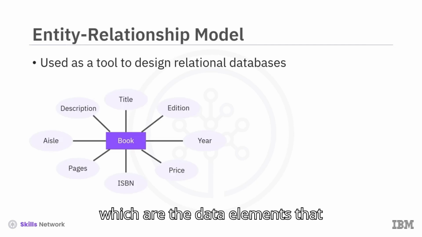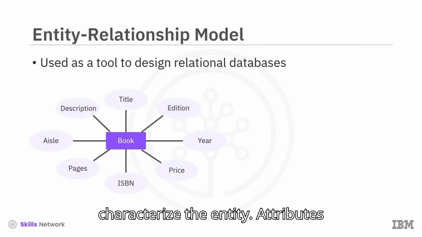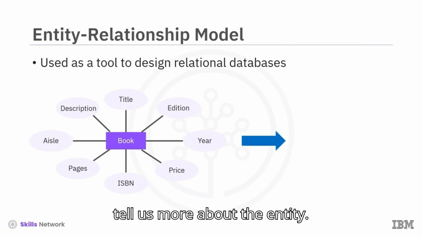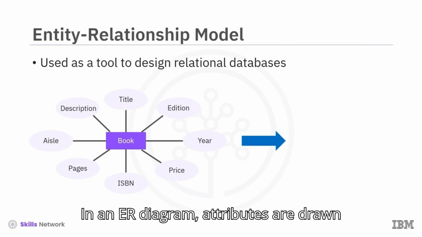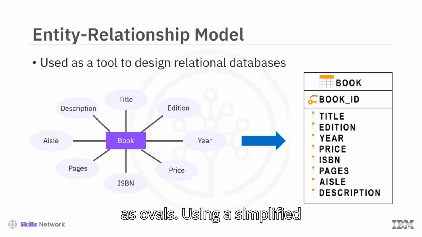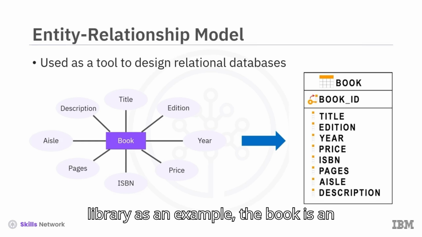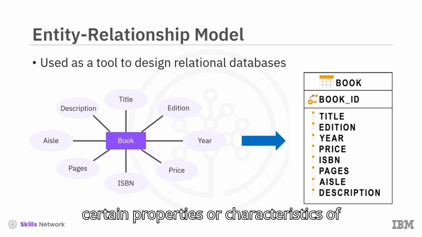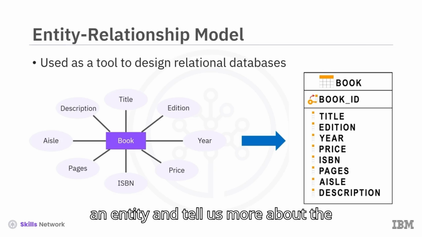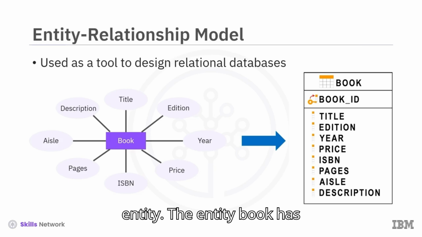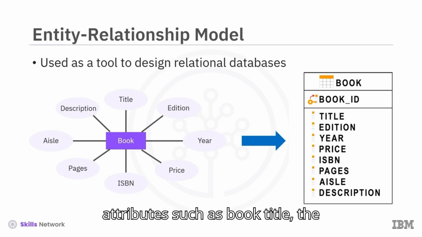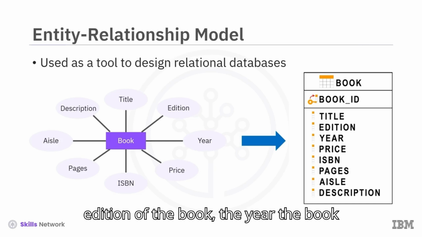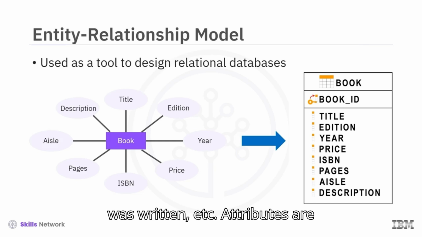Entities have attributes, which are the data elements that characterize the entity. Attributes tell us more about the entity. In an ER diagram, attributes are drawn as ovals. Using a simplified library as an example, the book is an example of an entity. Attributes are certain properties or characteristics of an entity and tell us more about the entity. The entity book has attributes such as book title, the edition of the book, the year the book was written, etc. Attributes are connected to exactly one entity.